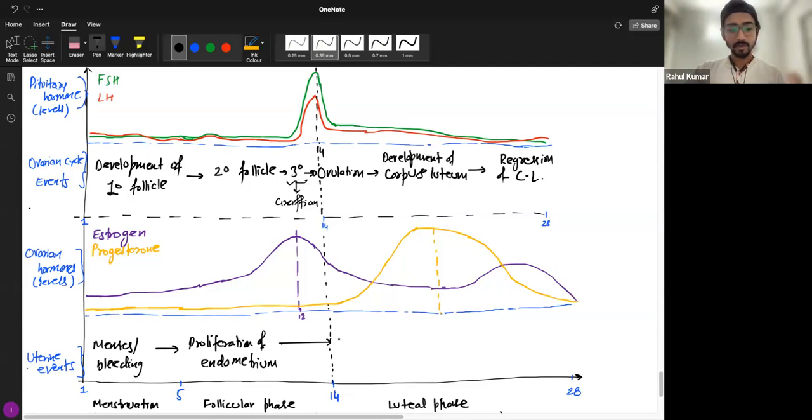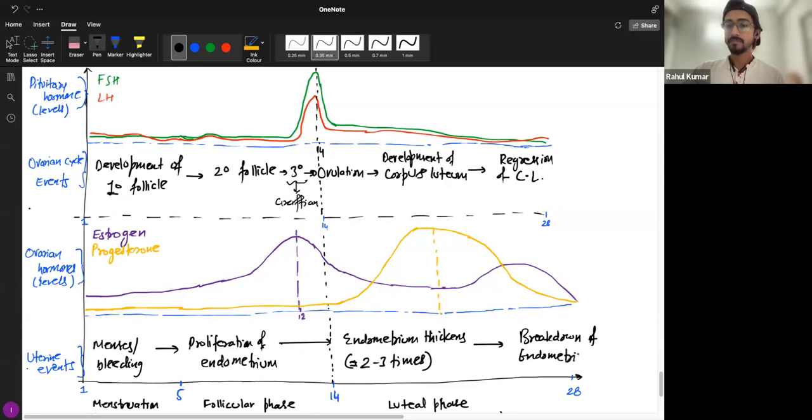Then ovulation happens, and beyond ovulation, what happens is endometrium thickens around 2 to 3 times in this secretory phase, and then again breakdown of endometrium starts to take place, and then there is the next cycle which comes back to day 1. Is this clear?